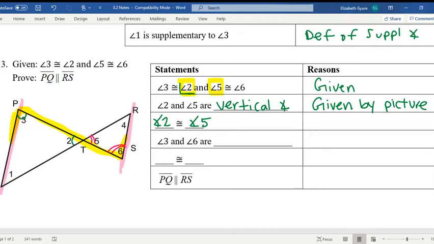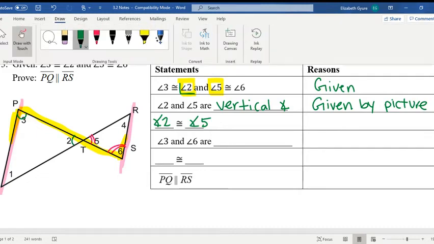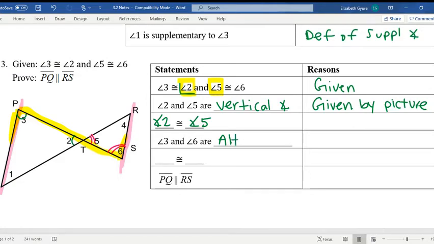Definitely, but they can't just be any old congruent angle. They have to be an angle relationship. So we have to make sure we say that too, right? Because not every kind of congruent angle is going to make parallel lines. It depends. So we want to make sure we state that angles 3 and 6 are alternate interior angles.